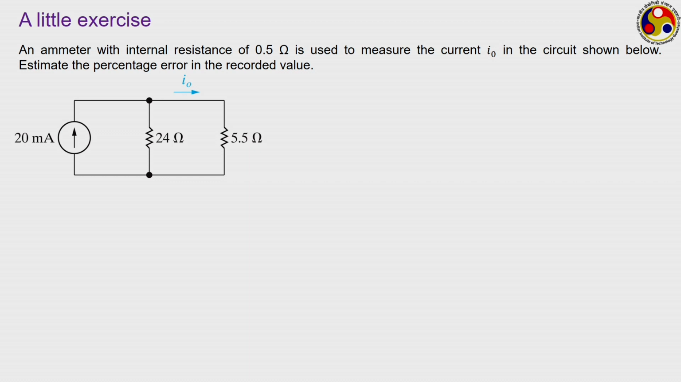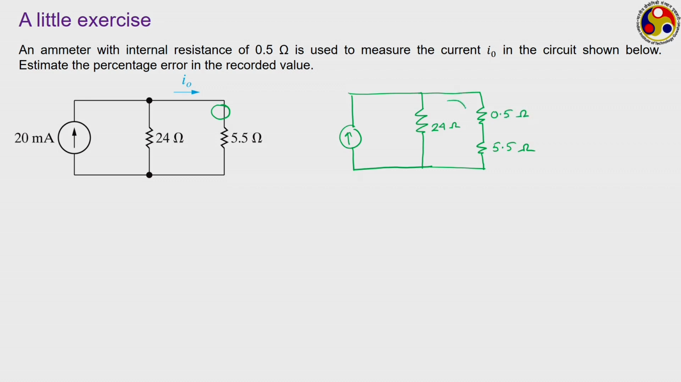The ammeter is not shown in the circuit. That means we are going to have the ammeter somewhere here, and if we consider the internal resistance of the ammeter, then the circuit can be modified to a form like this. This is the 24 ohm resistance, here we have the 5.5 ohm one, and here is the ammeter, which can be viewed as a resistance of 0.5 ohm, and we have the current I naught flowing through this circuit, which we are looking to measure. But because of the internal resistance of this ammeter, the recording of I naught that we get may not be perfect, there may be some error present, and so we have to calculate that error.